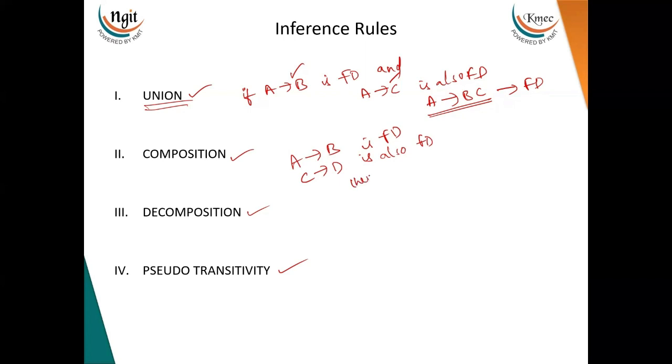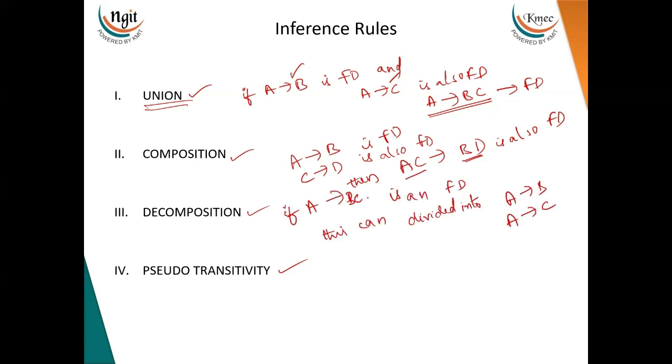Now, we can write AC tends to BD. AC tends to BD is also functionally dependent. So this is about the composition. Decomposition means you're breaking down into smaller other attributes. So here we have A tends to BC, which is a combination. Now I'm breaking it down, or dividing it, into A tends to B and A tends to C. So now we can say that these two are functionally dependent on each other. This is about the decomposition.